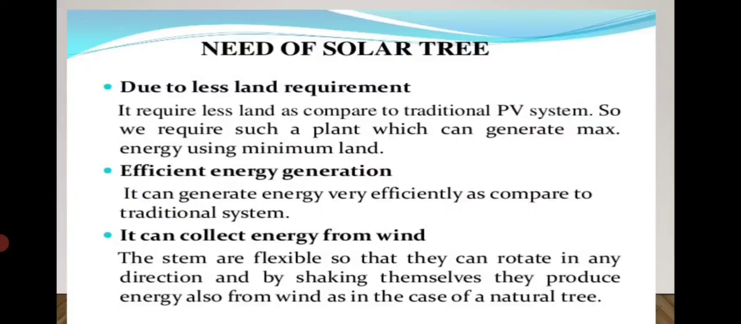Need of solar tree. Due to less land requirement, it requires less land as compared to traditional PV system. So we require such a plant which can generate maximum energy using minimum land. Then efficient energy generation. It can generate energy very efficiently as compared to traditional system. Then it can collect energy from wind. The stems are flexible, so that they can rotate in any direction, and by shaking themselves they produce energy also from wind, as in the case of natural winds.